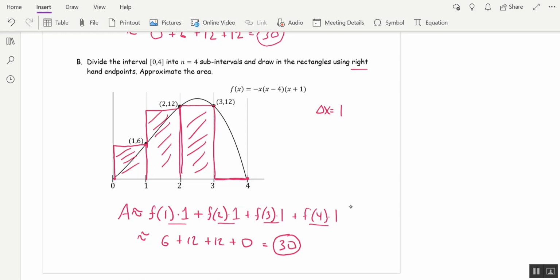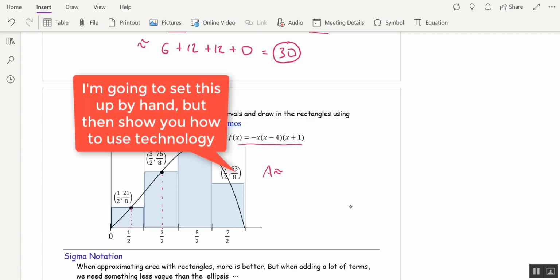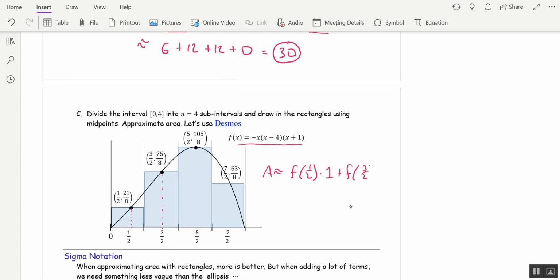Okay, so some of your homework problems get a little harder in terms of arithmetic. So we're going to do the same setup, except now we're going to use midpoints instead of left-hand endpoints and right-hand endpoints. You can see from my picture, I've already drawn in our rectangles, and you can see that the algebra is going to get kind of ugly. The area is going to be approximately f of 1/2 times delta x, which is 1, plus f of 3/2 times 1, plus f of 5/2 times 1, plus f of 7/2 times 1.